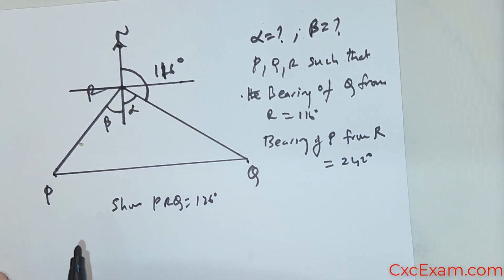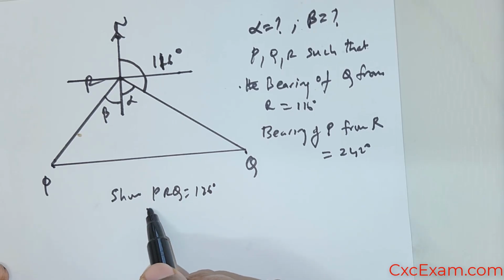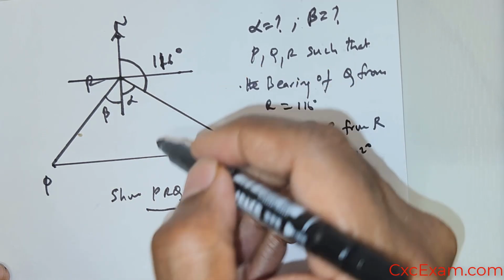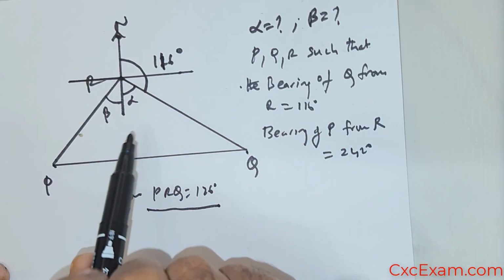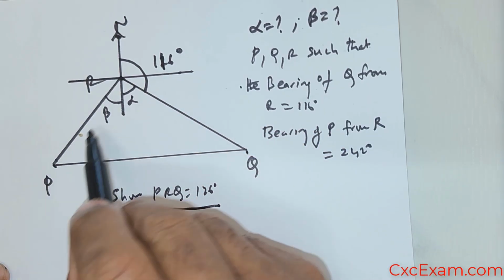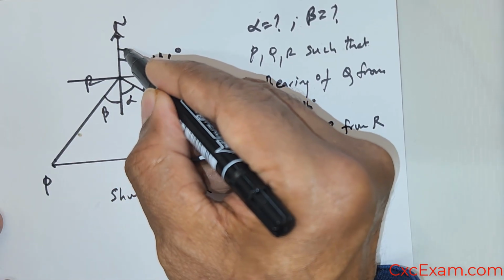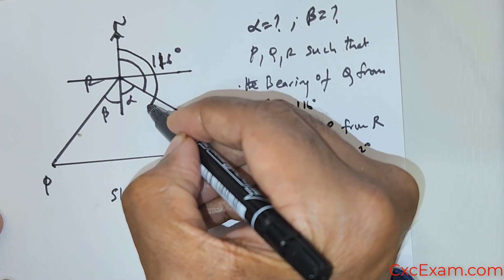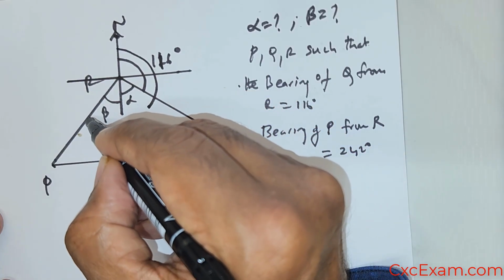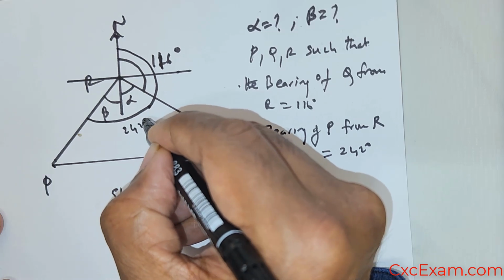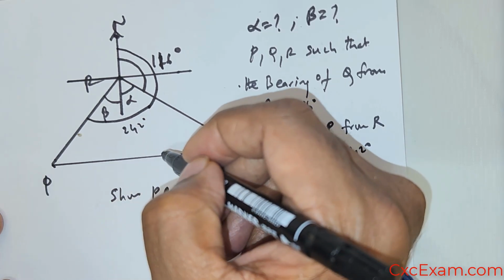Now this is straightforward. Show that PRQ is equal to 126 degrees is straightforward. Why do I say straightforward? Because we are given the bearing of P from R to be 242 degrees. So what it means is that totally this angle is given to me as 242 degrees. Right?